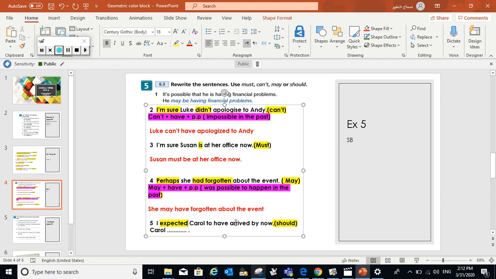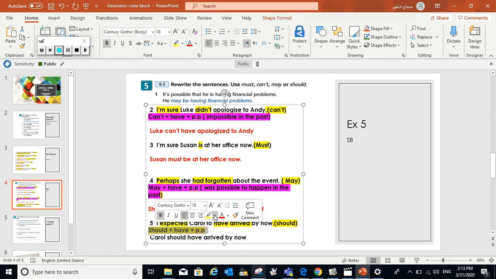Now look, there are many keywords like expected, and also we have plus PP. So this is also what would happen. It's should plus, because we are referring to the past, plus have plus verb in the past participle. So in this case, I would say Carol should have done what? Arrived. This is the verb in the past participle. Arrived by now.